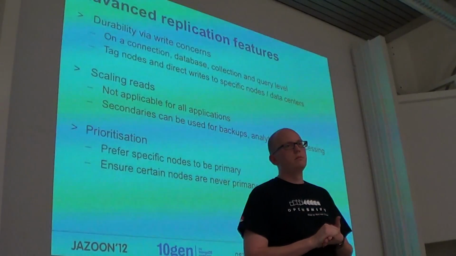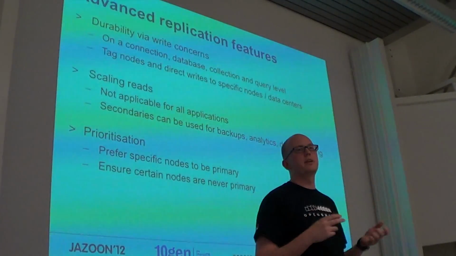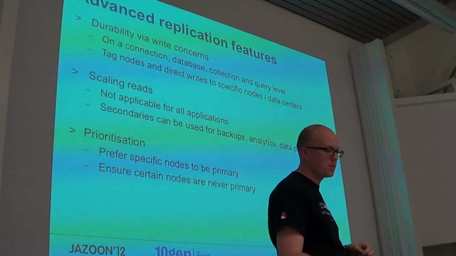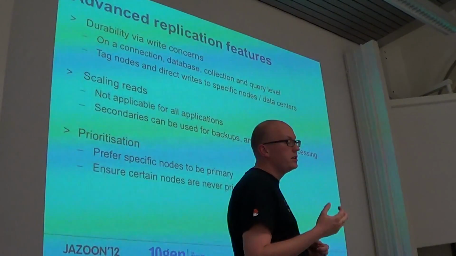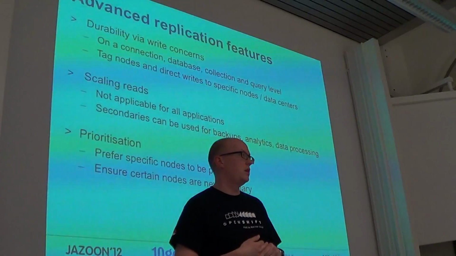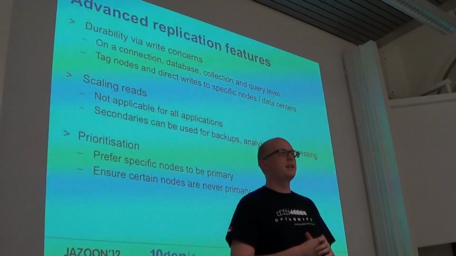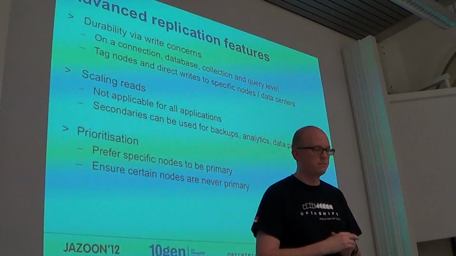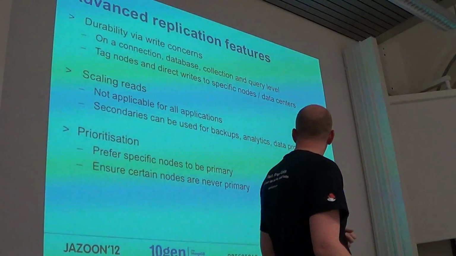You can also set up your nodes and tag them and give more information and say, I want to make sure it goes to 2 of my data centers, depending on how you tag and set up your data. Other things to know, you can use it for scaling reads, but it's not guaranteed to be up to date at all. And your application has to be able to handle reading from a secondary that could be an hour out of date, depending on how your operations and how the system is loaded. And as I say, you can prioritize.